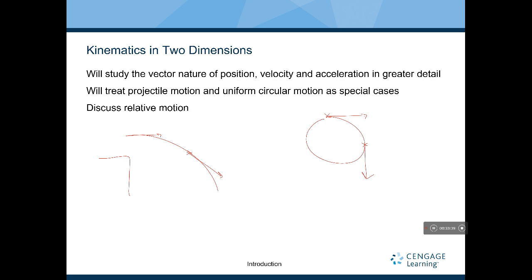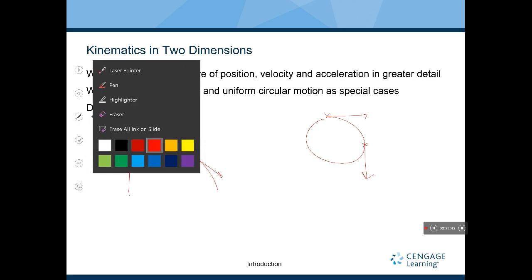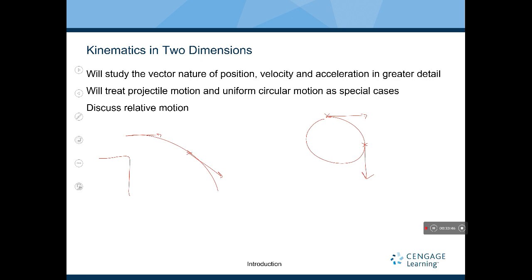Now the key thing here is the accelerations. What's the difference between the accelerations in both motions? In projectile motion, what happens with acceleration? It stays in the same direction the entire time, whereas in circular motion, acceleration, for whatever reason, stays perpendicular to the velocity. So that's the major difference.